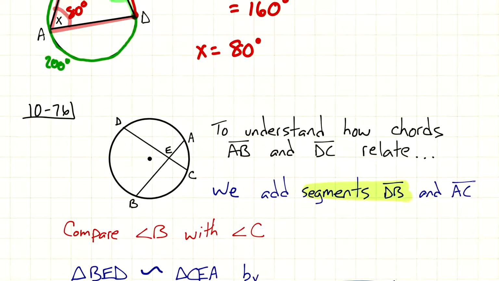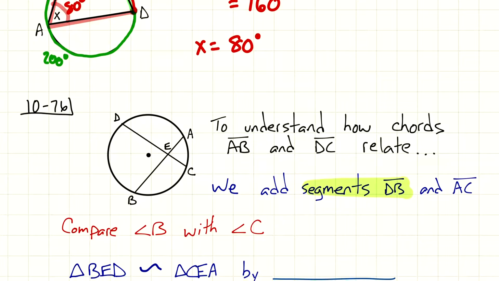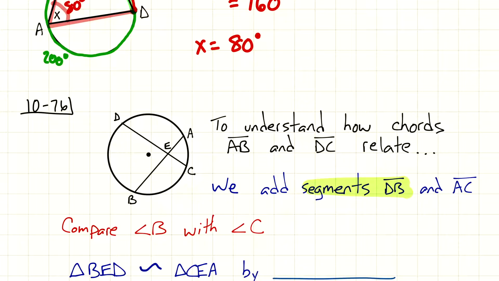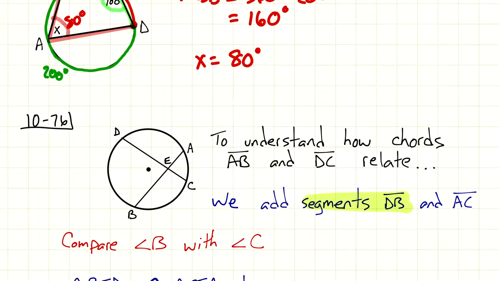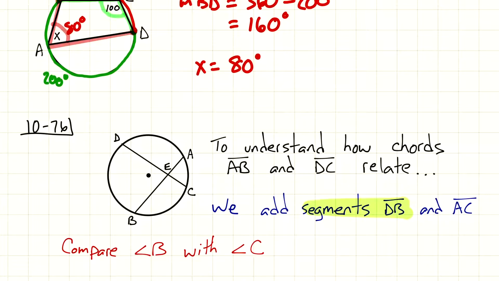Next problem. Another key type of problem here is where we have a circle and two chords that intersect inside, and we want to know how they're related. You'll notice neither one of these is the diameter. They're both just chords. We don't know if they're the same length. They may or may not be.